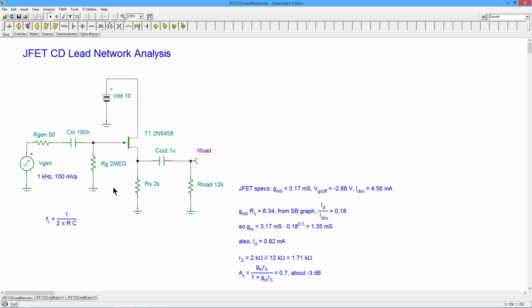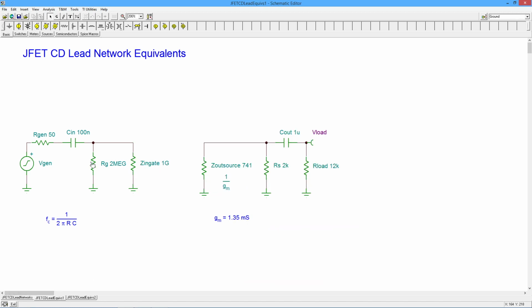So what we need to do now is look at some equivalent circuits, right? So we have an input network and we have an output network. So let's take a look at the equivalents. All right, so on the input end, here's the generator, 50 ohm generator internal impedance. There's the cap. Here's the 2 meg biasing resistor we had on the gate. And then I just have a resistor over here which represents the Z-in gate for the FET. Now I've just thrown down a very large value of 1 gigaohm. But at the frequencies we're looking at, and depending on the FET, it could actually be a lot bigger than that. You could have 10 to the 12th ohms here. All right? It's huge, right?